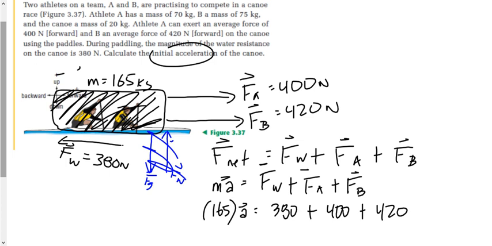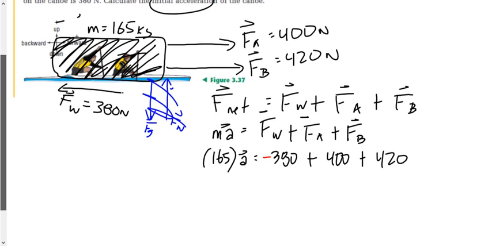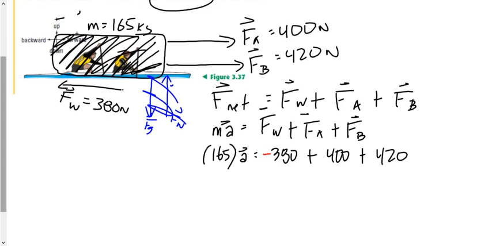Josh, is that right? I'm going to ask you because I know you know the answer to this. Good. 380 is negative. So let's add those up on the right-hand side to get me the net force. Negative 380 plus 400 is 20, plus 420 is 440. The net force is 440.